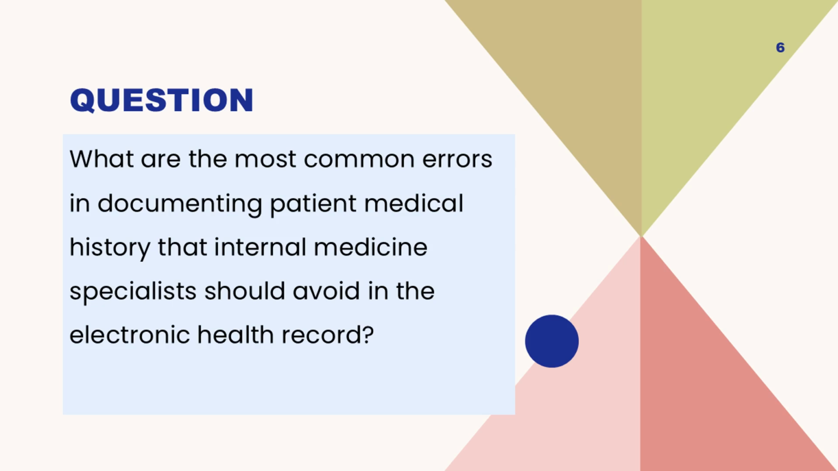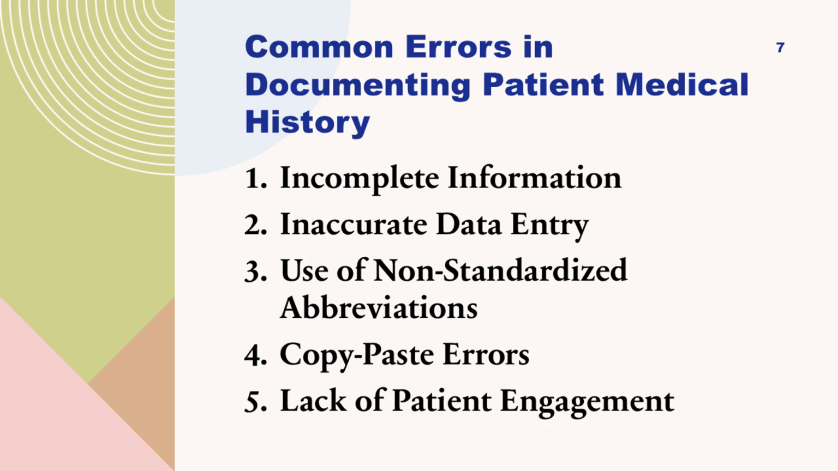What are the most common errors in documenting patient medical history that internal medicine specialists should avoid in the electronic health record? Common errors in documenting patient medical history: 1. Incomplete information. Failing to capture a comprehensive view of the patient's medical history, including missing past medical conditions, medications, or family history.